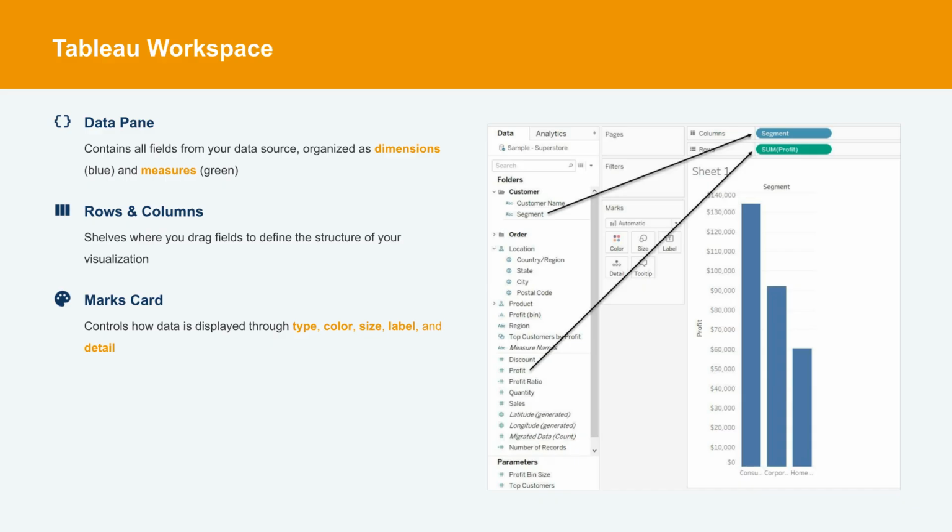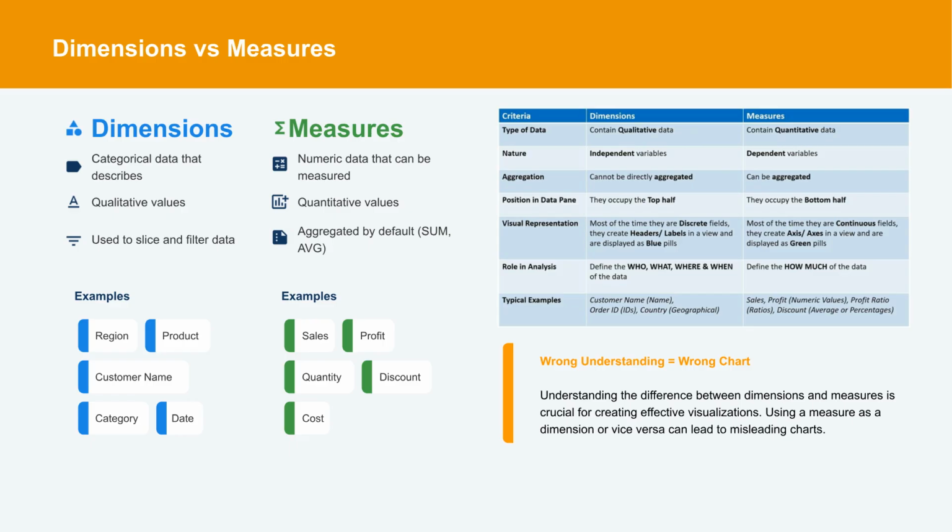The Tableau workspace consists of key components. The data pane holds all data fields, organized as dimensions and measures. The rows and column shelves define your visualization structure, and the marks card controls how data is displayed through type, color, and size. Understanding dimensions and measures is crucial.